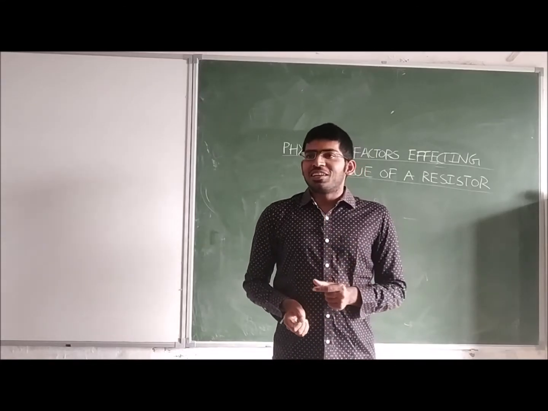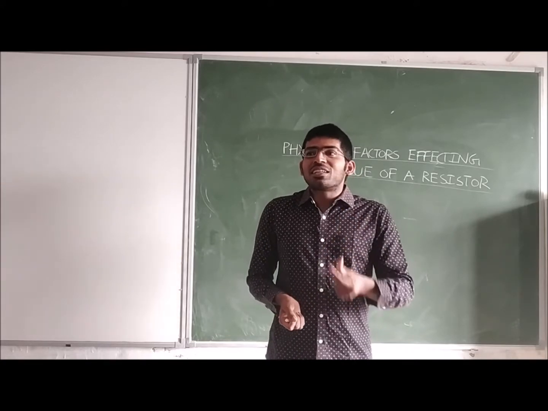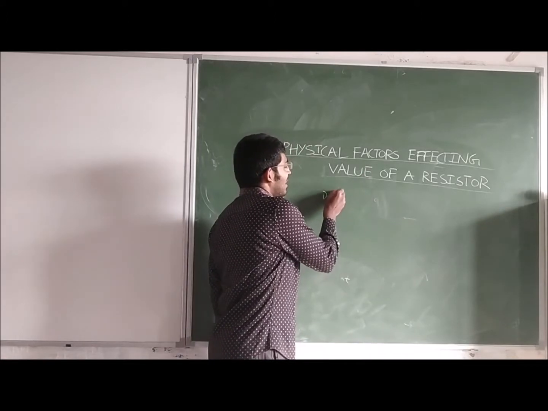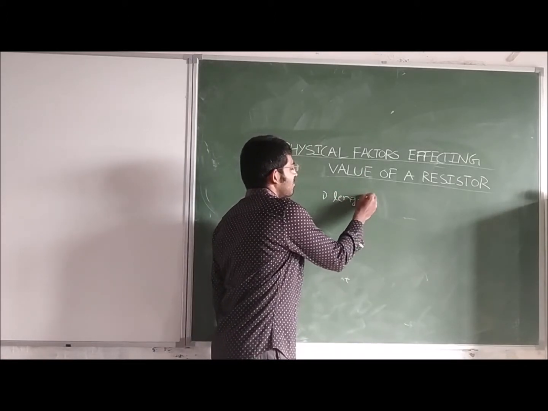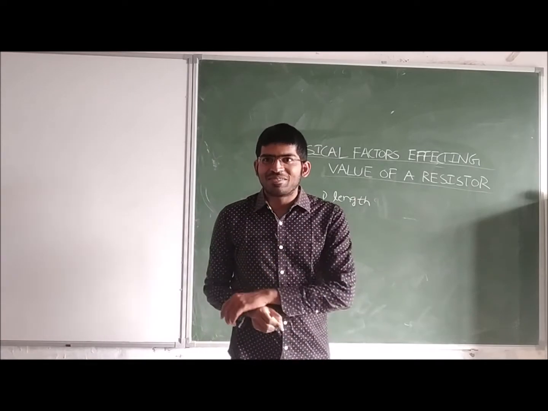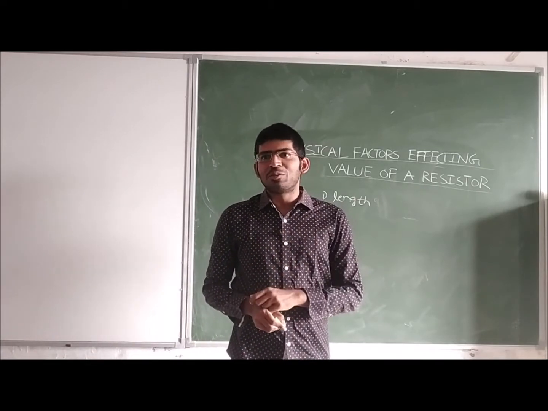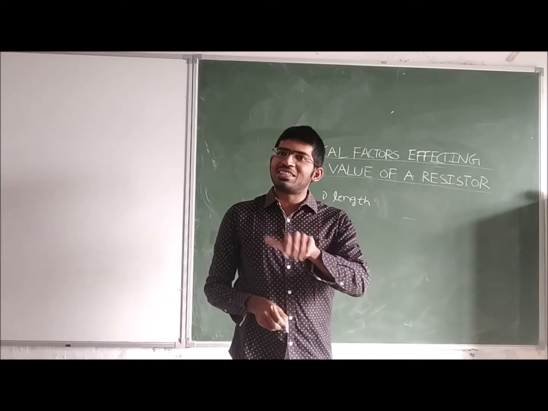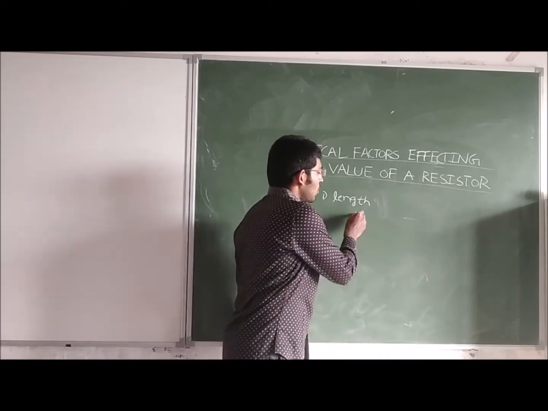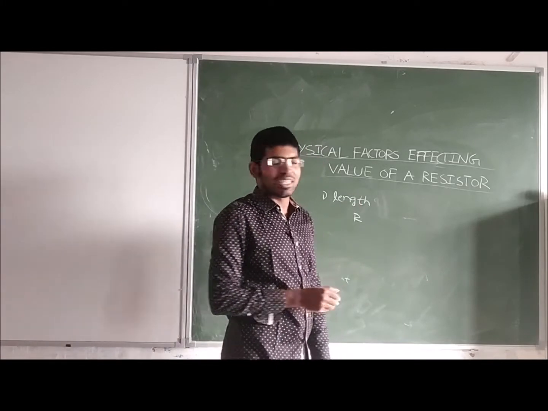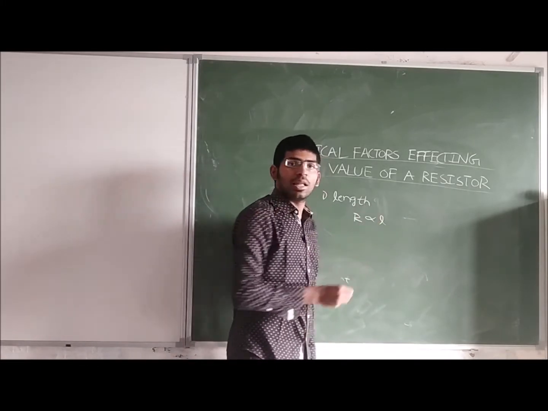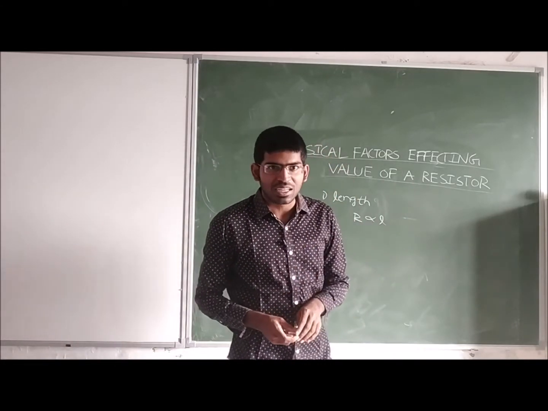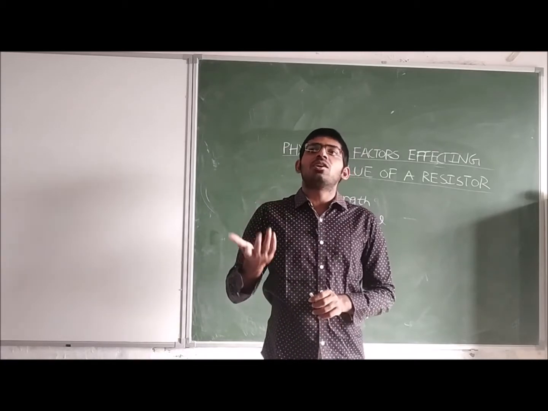Now we are discussing what are the physical factors that are affecting the value of a resistor. First physical factor, that is length. We discussed the resistor: a passive component which offers resistance is called a resistor. Now, the resistance of a resistor is directly proportional to the length. Means when we increase the length of a resistor, then obviously resistance value also increases.